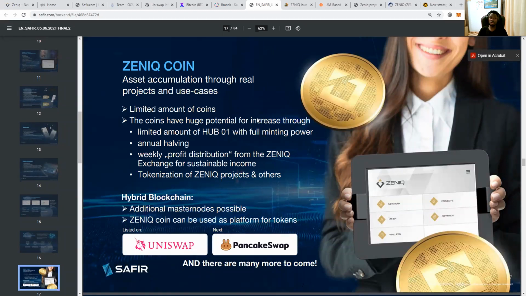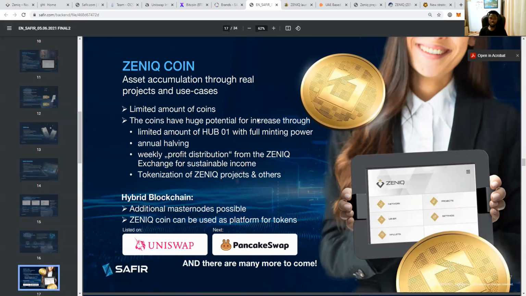And it's also designed to have an annual halving. So within a space of each year, the volumes which will be minted would reduce by half, as we saw in the case of Bitcoin. Bitcoin halves each 4 years. ZENIQ is designed to halve each year on a continuous basis. I will explain that briefly as we move along.